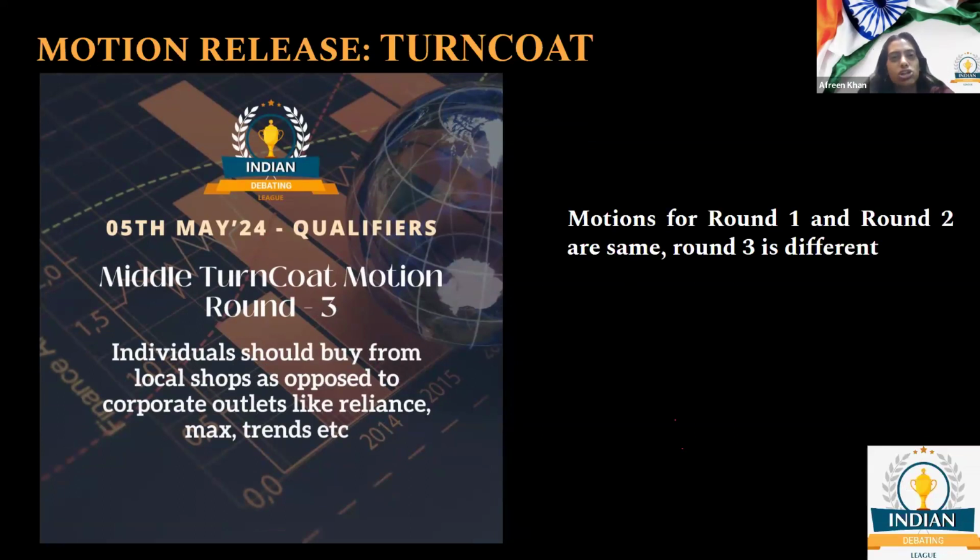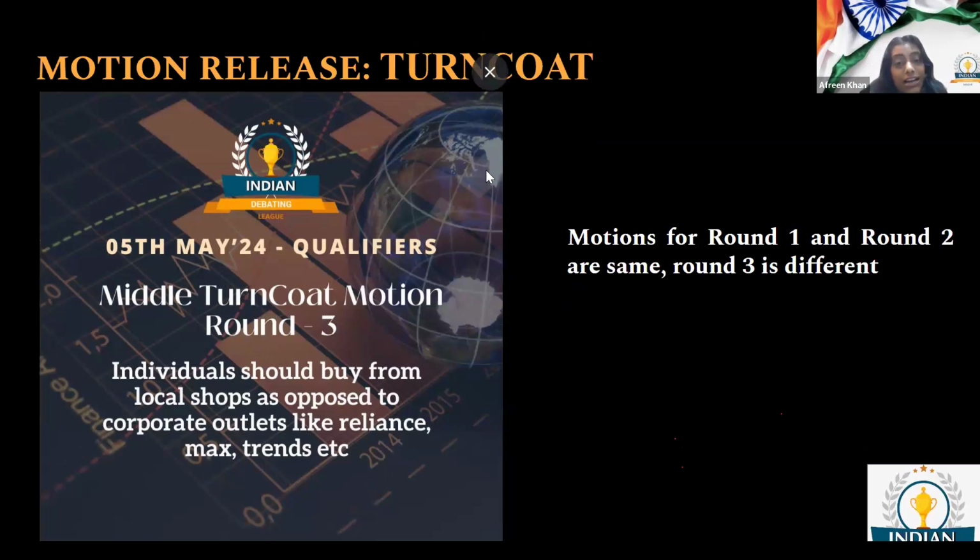So it's basically local shops, like the local clothes shops that you have, local grocery shops, or local vegetable shops and mandis, as opposed to these corporate outlets that you see around the world. I think Big Basket is not there anymore, but Big Basket could also be an example. Reliance could be an example. Max could be an example. All of them. So, are there any doubts for the third motion?